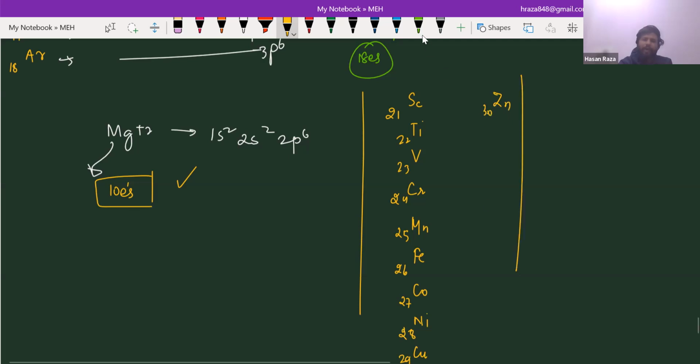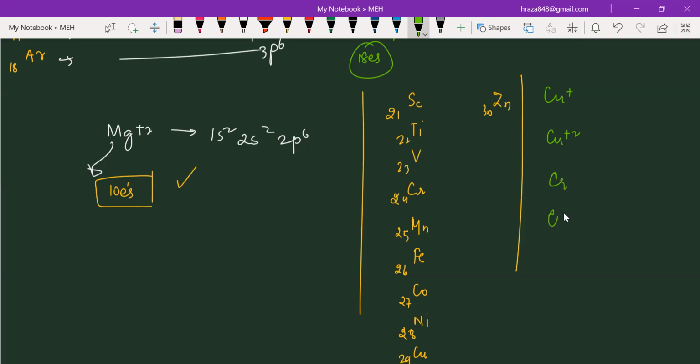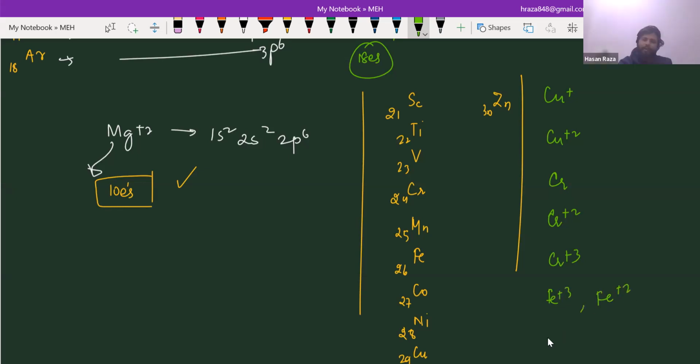These are all homework along with this: Cu plus, Cu plus 2. I have written all the atomic numbers here. So you can go for chromium plus 2, chromium plus 3, Fe plus 3, as well as Fe plus 2, nickel plus 2, cobalt plus 3. These are all you need to do. And also the atomic number of Ag, which is 47, and Ag plus as well. So please write the electronic configuration of all this and send it to me.